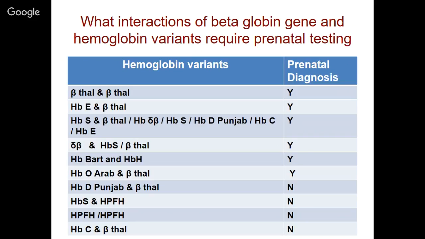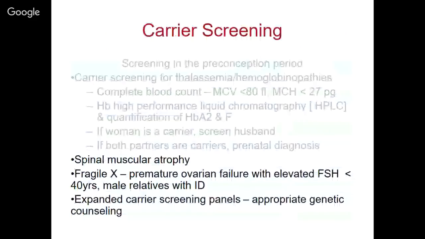I've just put up this slide because this is something you need to have in your clinics. What are the situations where a prenatal diagnosis is required? Because we also see that in the lower part of the slide, there are many situations where prenatal diagnosis of beta thalassemia is not indicated. And one example is the very common variant of hemoglobin D Punjab along with a beta thalassemia carrier. In addition to thalassemia, I've already talked about spinal muscular atrophy.